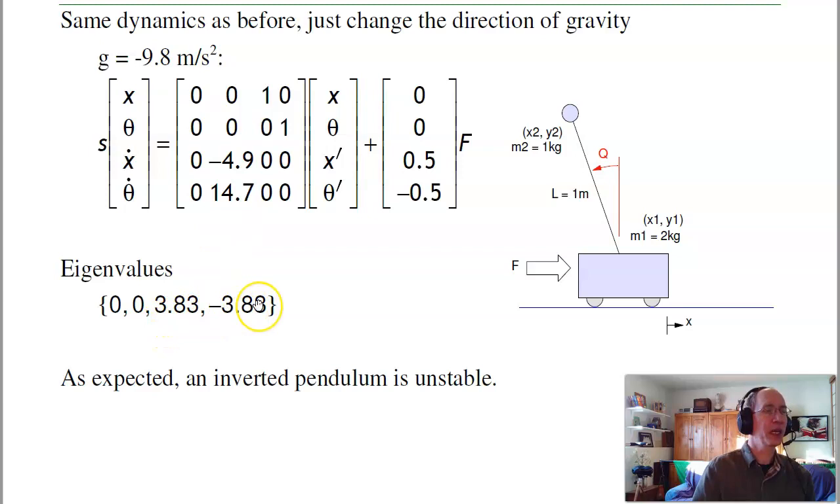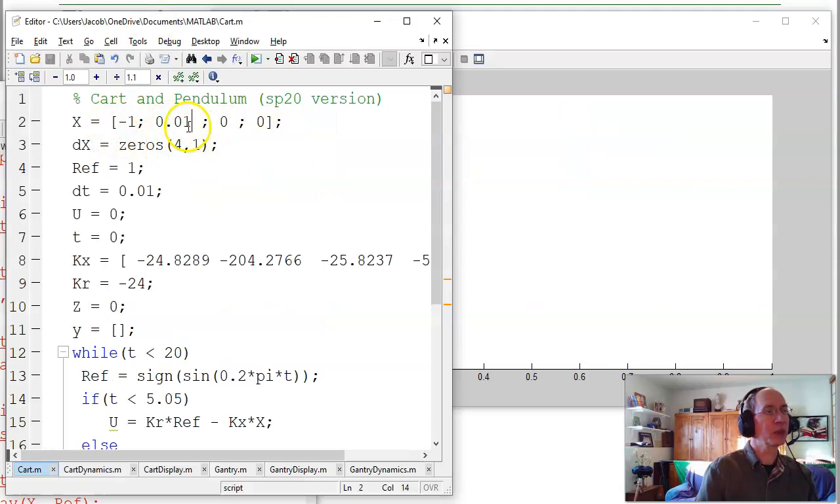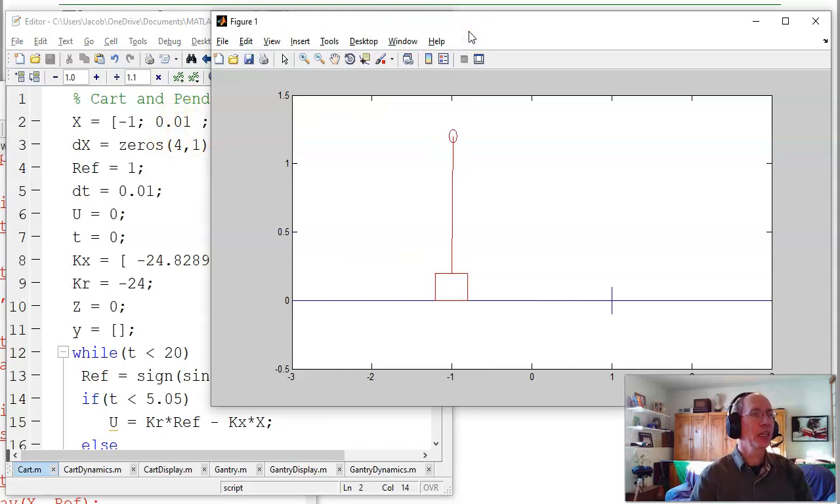What that means is if I give it some initial condition, it'll fall. And like before, I've got four eigenvalues, four eigenvectors. In theory, if I just excite this initial condition, it'll sit there in balance. If I have any initial condition whatsoever on the third eigenvector, that'll blow up as e to the 3.83t. For example, if I make the initial condition minus 1, 0, 0, 0, it'll sit there and fall. But make that just something really, really small. Here's the response. I've excited that third eigenvector slightly, and what that does is it just blows up. This falls over.